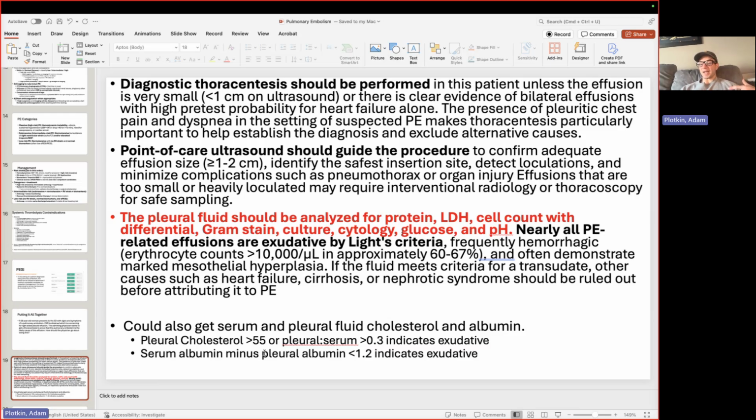Obviously, we'd probably see something on the CTPA. So if we don't see that, right, we can be fairly certain that this is not an empyema. Obviously, using the glucose and pH as well.